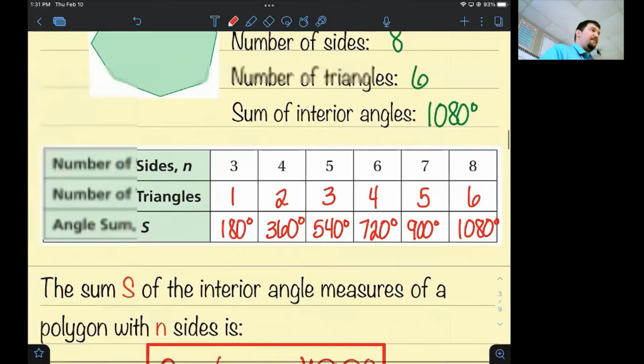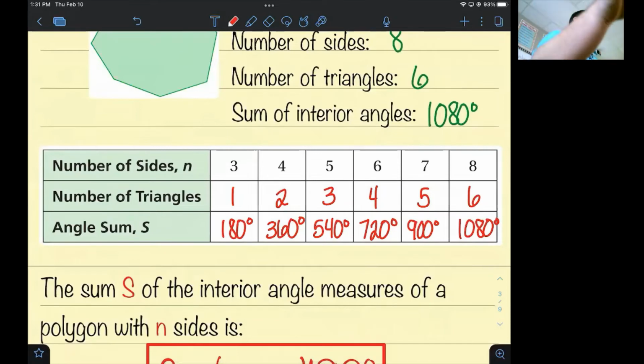Okay. So what then if I jump all the way to a 24-gon, which I'm sure has a name, but I'm not even going to look for it. Well, what's the relationship that you see between the number of sides that a shape has and the number of triangles inside of that shape? Jacoby? It's exactly right. It's the number of sides minus 2. Why minus 2?